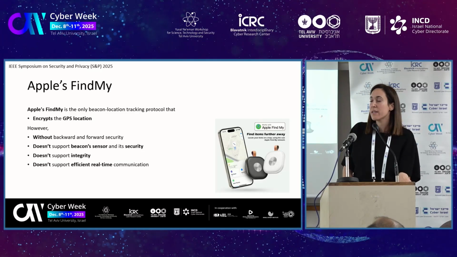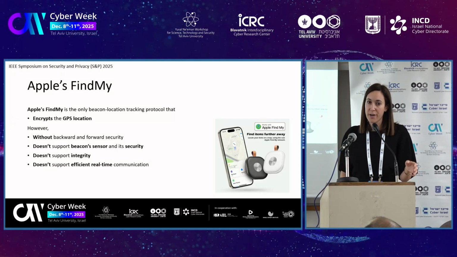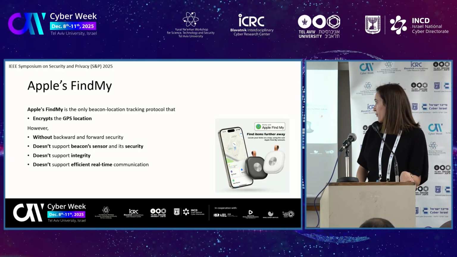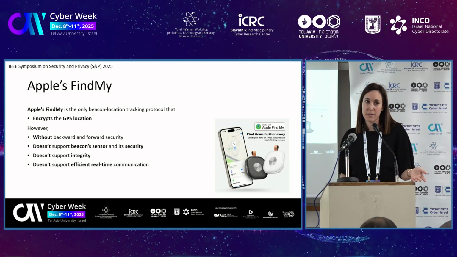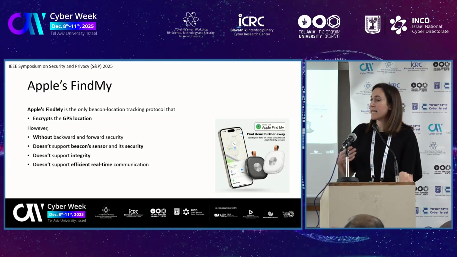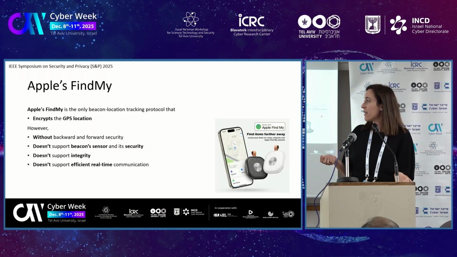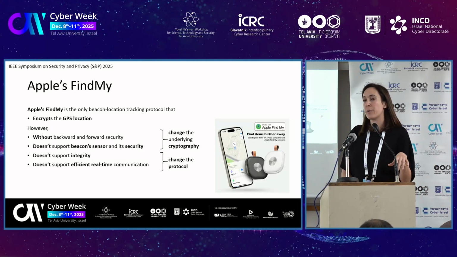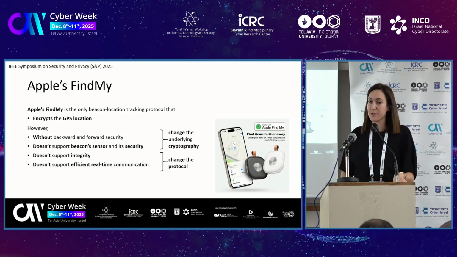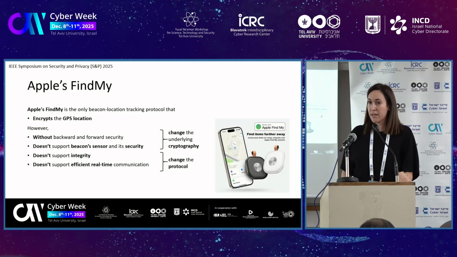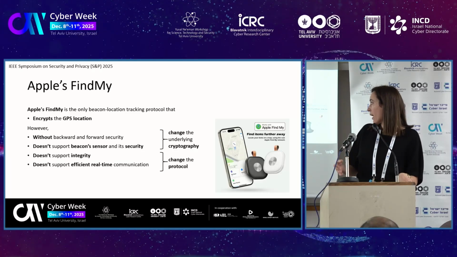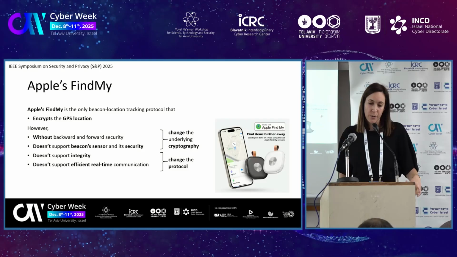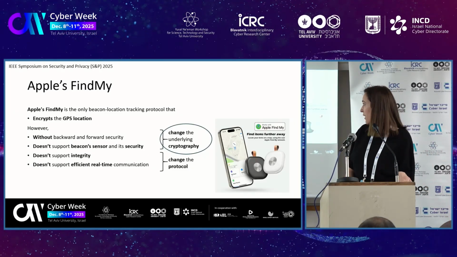So far, Apple Find My was the only location tracking system that encrypts the GPS location, however, without backward and forward security, and it doesn't support the beacon sensor and its security, it doesn't support integrity, and it doesn't support efficient real-time communication. So in order to support backward and forward security and the beacon sensor and its security, we are going to change the underlying cryptography. And in order to add integrity and efficient real-time communication, we are going to change the protocol. We're starting with changing the underlying cryptography.